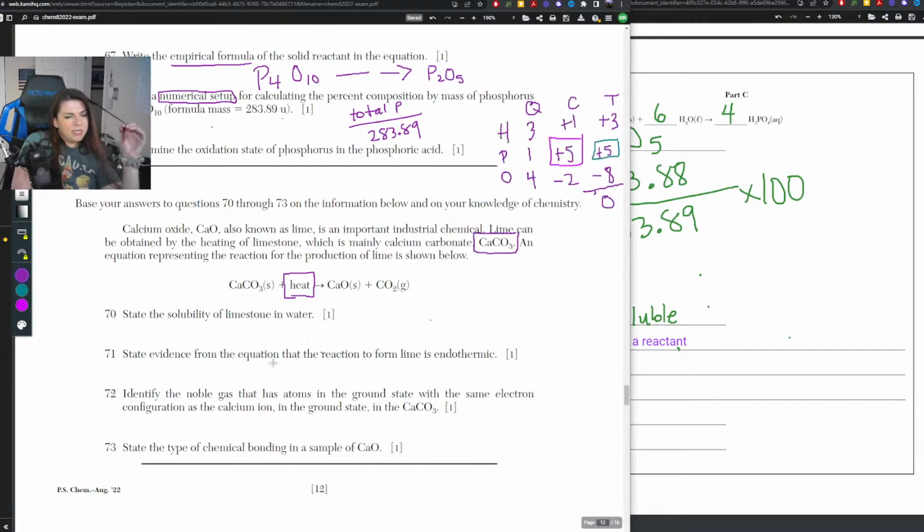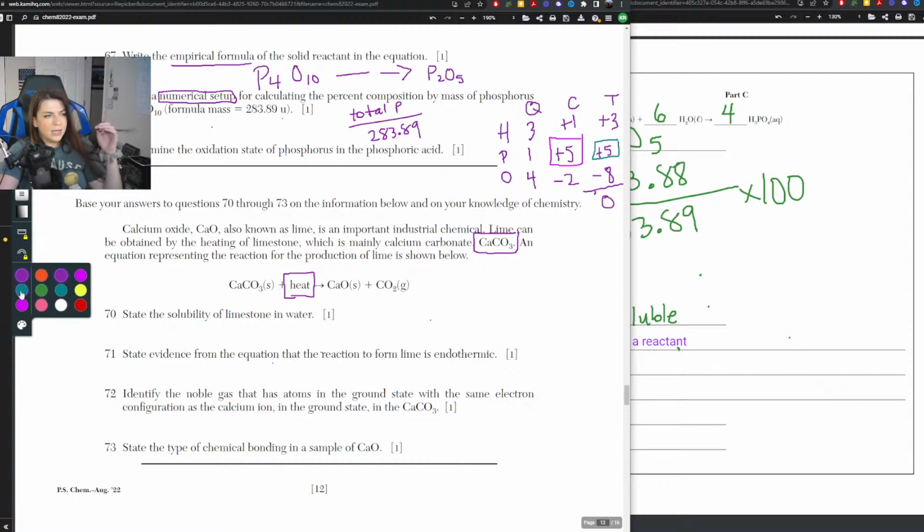72. Identify the noble gas that has atoms in the ground state with the same electron configuration as calcium in the ground state in the calcium carbonate. Youch. That's a tough question. Okay, so calcium in the calcium carbonate is in an ionic bond, and it has a +2 charge.